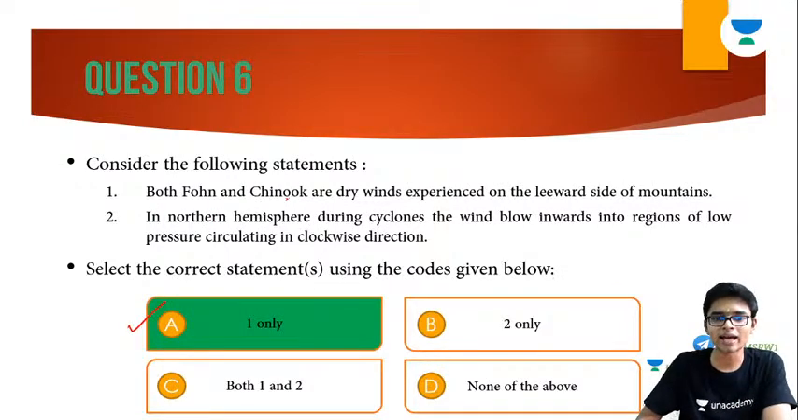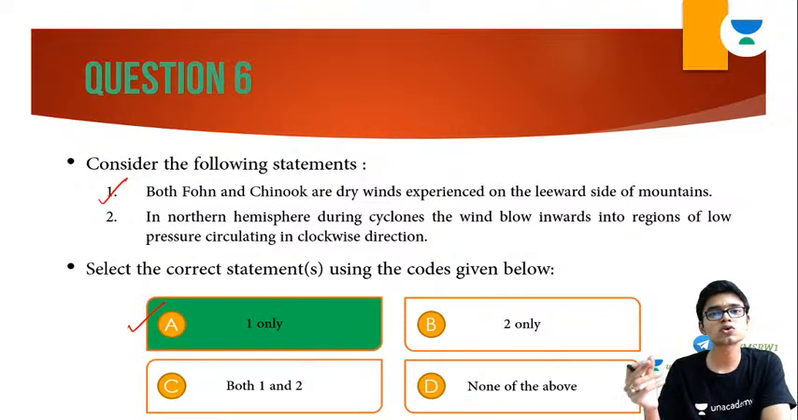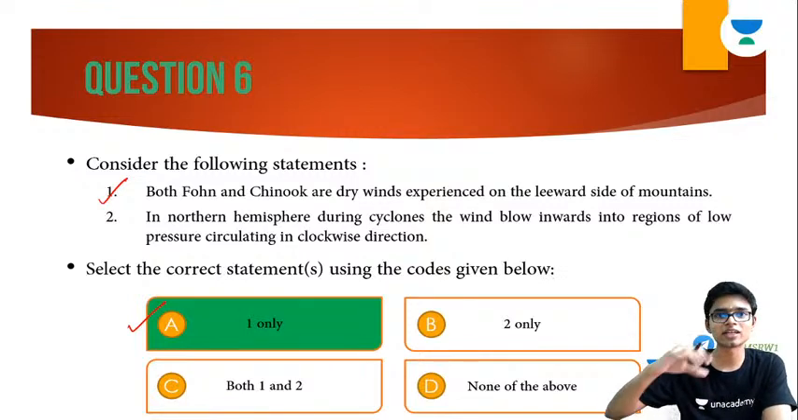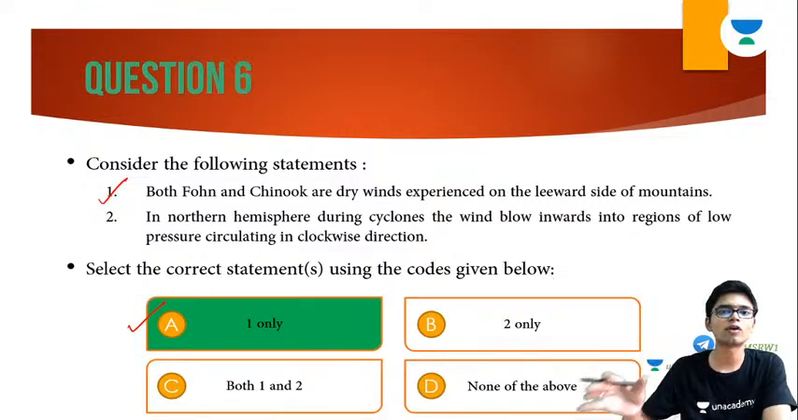Both Foehn and Chinook are dry winds experienced on the leeward side of mountains. This is correct. Okay, so what happens with Foehn and Chinook? Chinook is also known as snow eater. Okay, I think you have heard about that. It is known as snow eater. Why? Because it can raise the temperature of that place very quickly, thereby melting off all the snow.